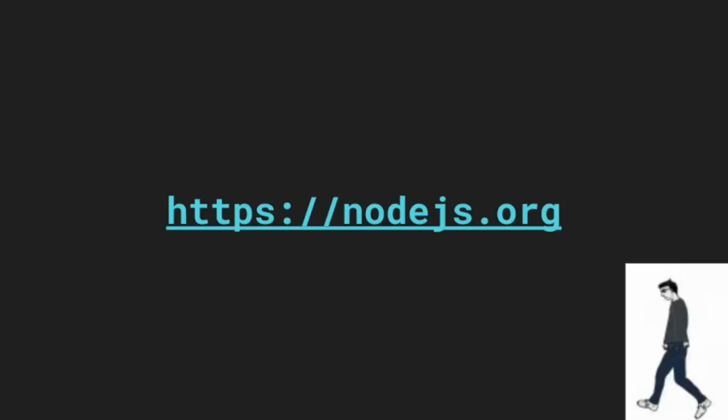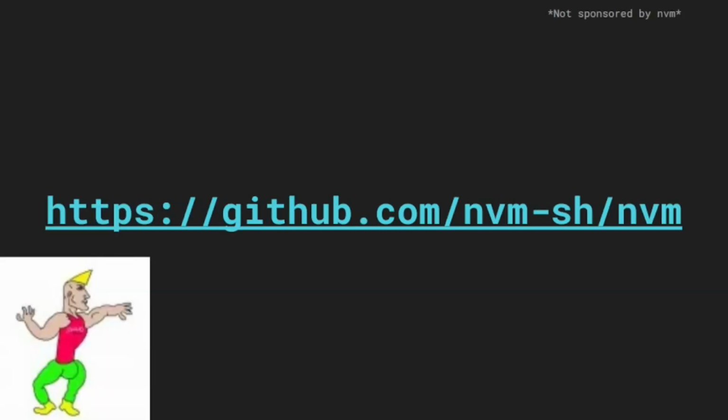Now that you're sold on using Node and NPM for your next project, how do you install it? Well, you could go directly to nodejs.org and download the latest binaries, or you can install NVM, the Node Version Manager, which allows you to manage multiple active Node.js versions and allows you to switch between them in an instant.